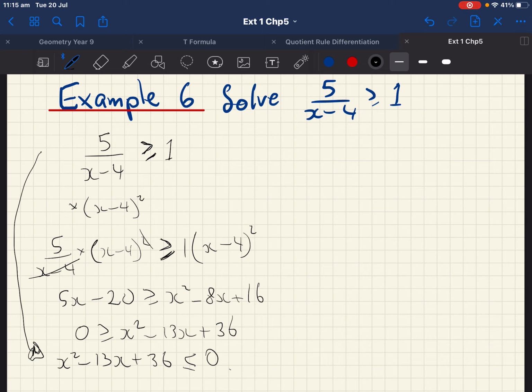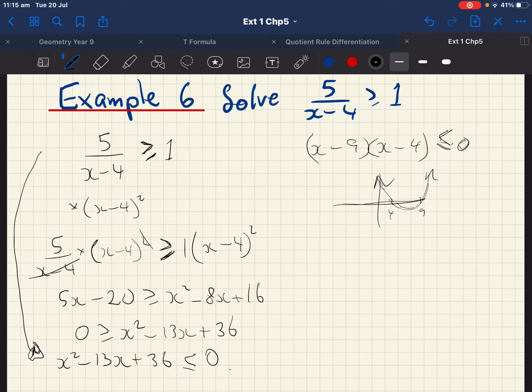For me, I'll do a graph, just because there's a little bit less writing to do with the graphs. So I've factorized it down. A quick little mini sketch, doesn't need to be to scale. Okay, so I've got some sort of parabola that's looking like this. We're trying to determine when this parabola is less than or equal to 0.